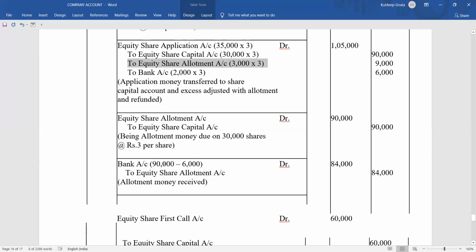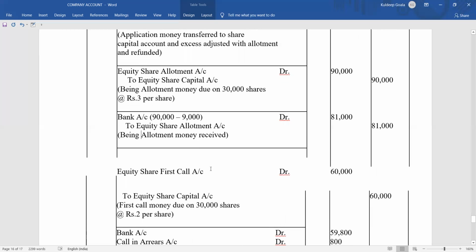So it will be bank account debit 90,000 minus 9,000. Okay, there's a mistake here. It will be 90,000 minus 9,000. So what is the amount that is coming here? It will be 81,000, right? Bank account debit to equity share allotment account, 81,000. Being allotment money received.